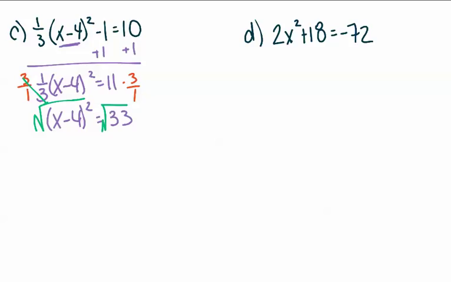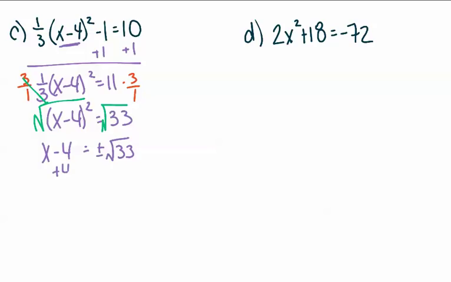So when I take the square root, on the left side I'm left with x minus 4. On the right side I'm left with plus or minus the square root of 33. Because we physically took the square root, that means we have to have a plus or minus. Now I have to finish solving for x. I haven't actually done that.